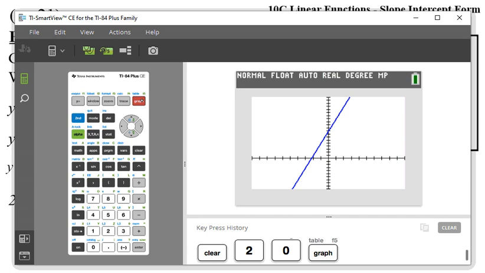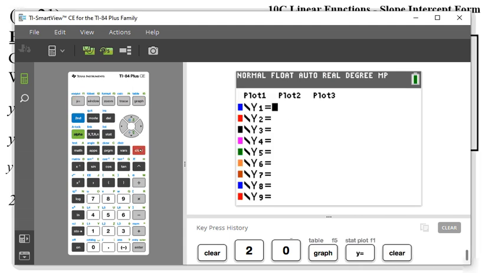I hit graph. It's the same line, but now we see that the scales become a little smaller to fit it, but now we see a lot more on the y max side. So there's how the window can work. So let's try graphing another one. Back to y equals. Let's clear that.